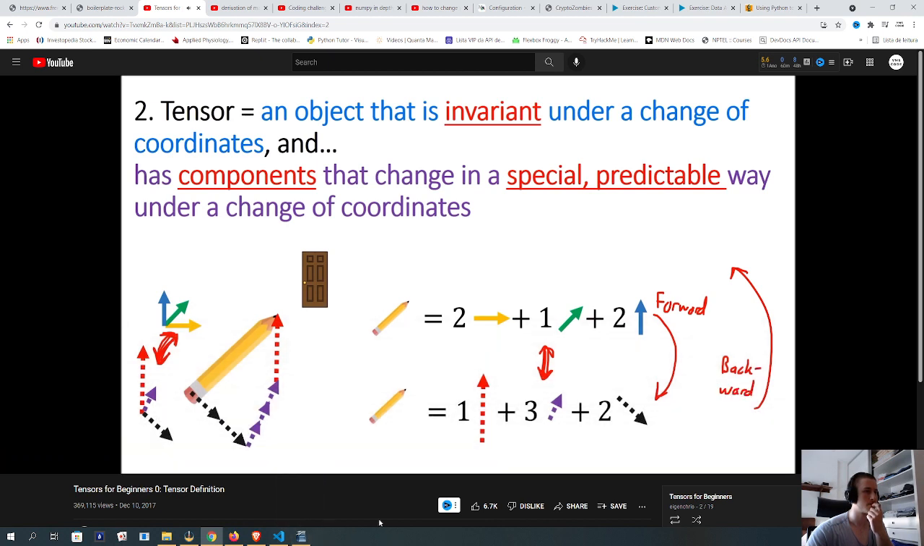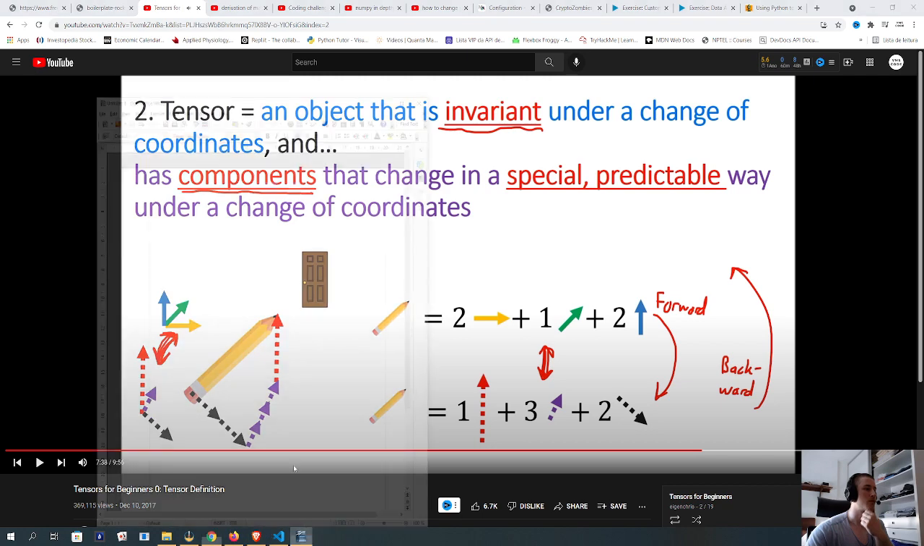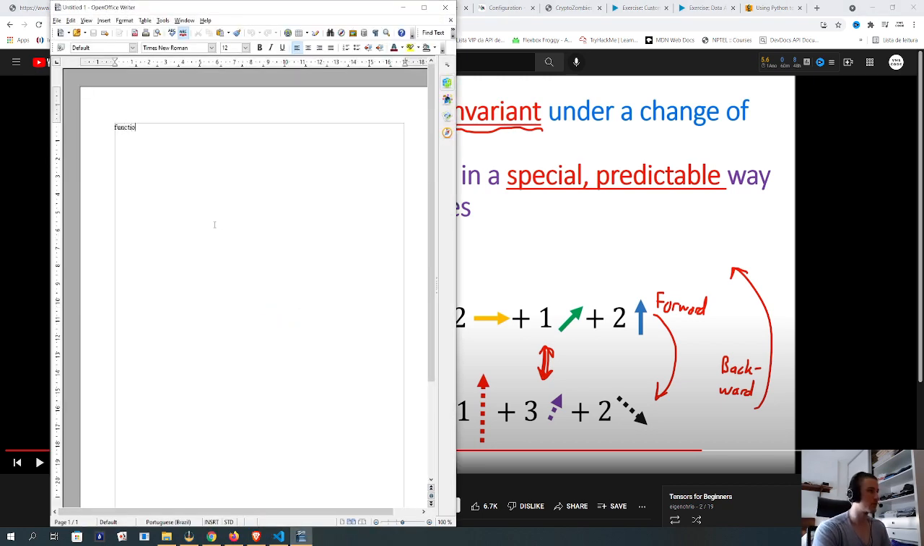All right, so backing up, a tensor is an object that is invariant. It doesn't depend on a coordinate system, but its components, which do depend on the coordinate system, change in some special, predictable way. So I think I need a function that creates a tensor. That's number one. Then I need a function that translates tensors in relationship to different reference frames.